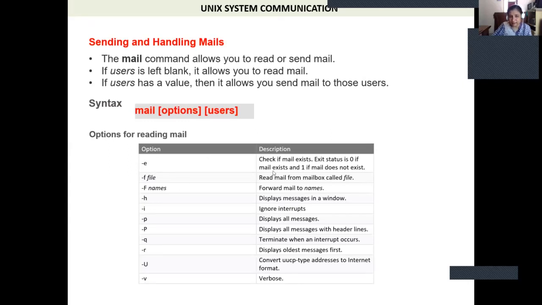-E if the mail exists, -F it is read from the mailbox called file. So when you are reading, file is where we are using all your inboxes. So capital F means you are forwarding the mail, if you want to display the message, then you use -H. If you want to ignore the interrupt, and display all the messages, -P, display all the messages with the header lines, then capital P, terminate interrupt occurring, -Q, oldest message first, then -R, -U, that is of type UUCP, it is one of the encrypted types of addressing, then again a verbose mode.